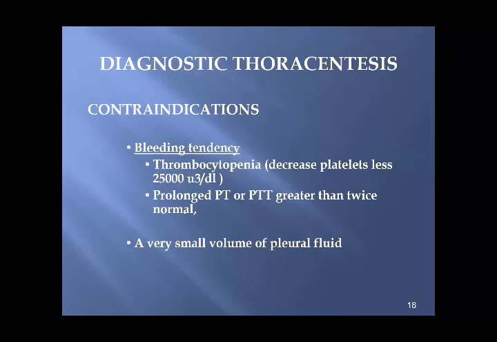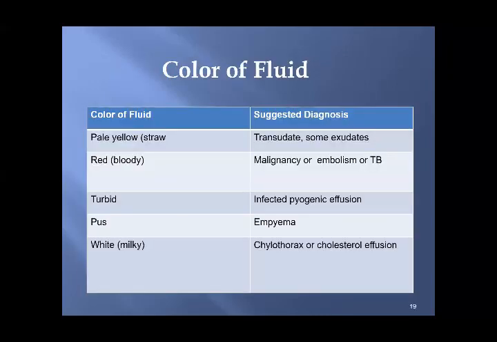The color of the fluid in different diseases: pale yellow or straw colored is present in tuberculosis. It is transudative, and some exudate is present there as well. Red or bloody is present in malignancy. Turbid is present in pyogenic infected effusion, mostly due to pneumonia. Pus can be present in cases of empyema. It can be white, milky color due to chylothorax or cholesterol in the effusion.